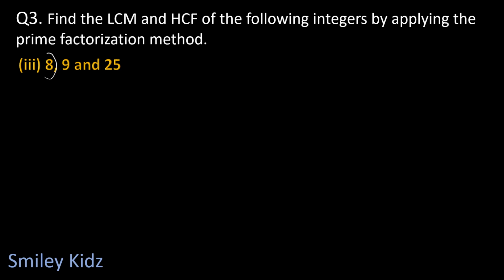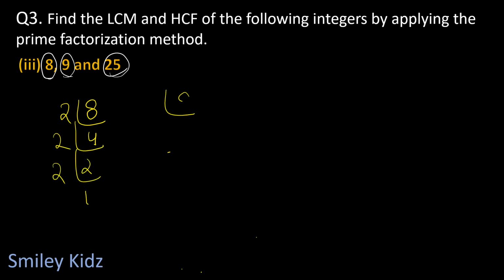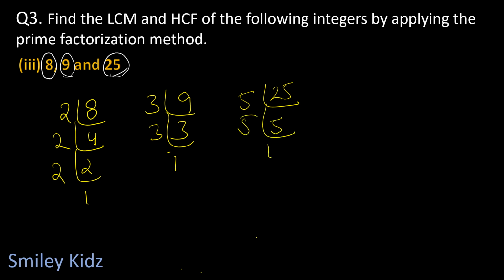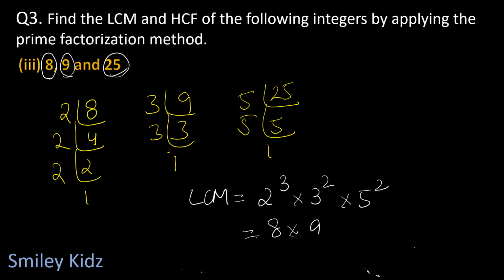Then we have the next one: 8, 9, 25. Let's check this out. 8 is 2 times 4, 2 times 2 and 2 times 1. 9 is 3 times 3 and 3 times 1. 25 is 5 times 5 and 5 times 1. Now LCM will be equal to 2 cubed times 3 squared times 5 squared, that is 8 times 9 times 25. Now 72 times 25 is 1800.